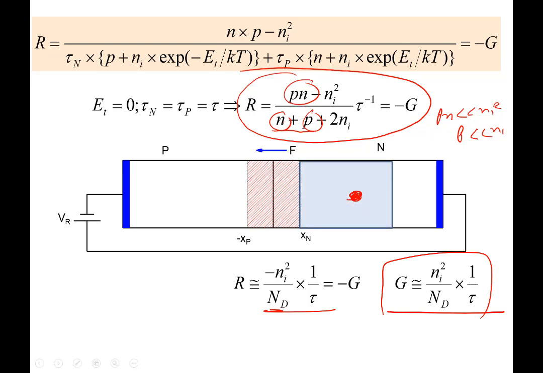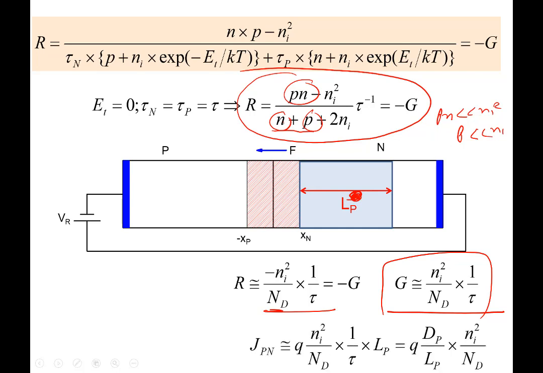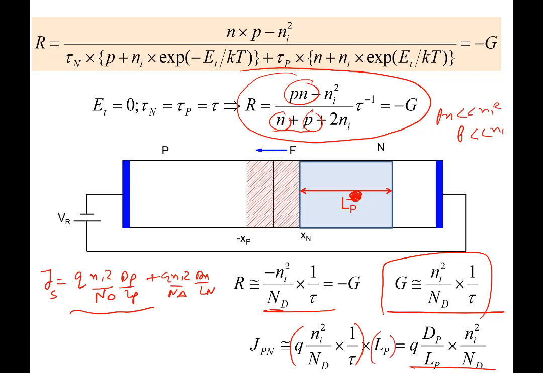And look at this particular part. If I take a region equal to Lp, and I multiply the generation rate with Lp, I can write this as Jpn equal to Q Ni square over Nd times 1 over tau times Lp. You remember the expression for reverse current that we were getting was Q Ni square over Nd Dp by Lp, reverse saturation current, plus Q Ni square over Na Dn by Ln. So what I'm giving you is an interpretation of what this is. If you look at the generation rate here, it is Ni square over Nd times 1 over tau. If you take a region of length Lp and multiply it together, the total generation rate multiplied by Lp gives you this first term here, Q Dp.